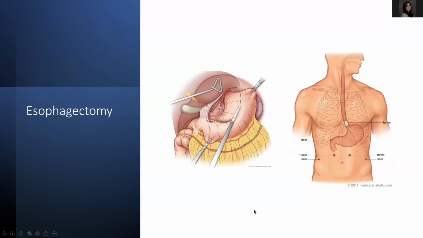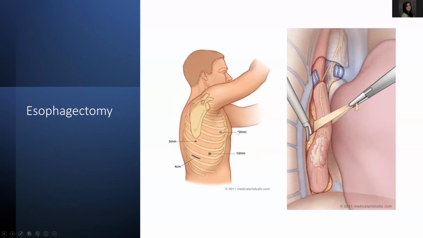What you're seeing here on the left side of the screen is the abdominal portion of the operation being performed, the tumor sitting in the distal part of the esophagus. And then here is the chest portion. Again, the location and size of the incisions vary, but this is fairly representative of what typically occurs: we use a 5mm scope that is positioned on the side of the patient, and then 2 working incisions that vary in size from 5 to 10 millimeters towards the front.